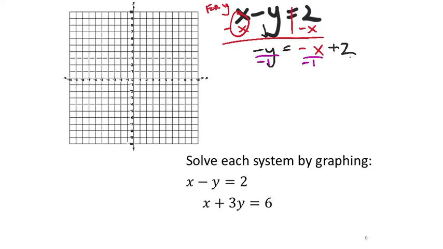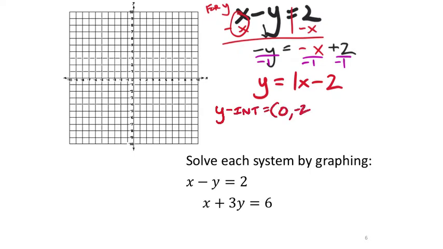And yes, some students would just say, aren't we just going to change the signs? Pretty much. So that would give us y equals, that's going to be a phantom 1x. I'm going to show the phantom 1 though, and then it'd be minus 2. So just from this, now that it is in slope-intercept form, I now have a y-intercept to graph, which is at 0, negative 2.